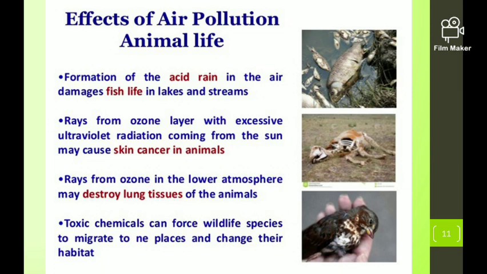Effects of air pollution on animal life is: formation of acid rain in the air damages fish life in the lakes and streams. Excessive concentration of ultraviolet radiation coming from the sun due to ozone depletion causes skin cancer in animals. Ozone in the low atmosphere may destroy the lung tissues of the animals, and the toxic chemicals can force the wildlife species to migrate to nearby places and change their habitat.